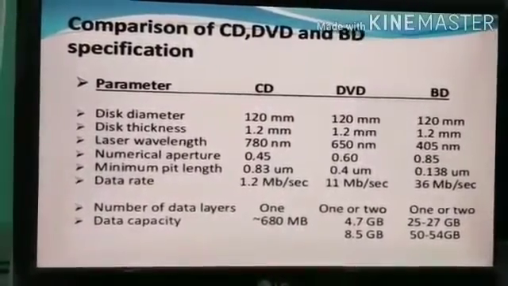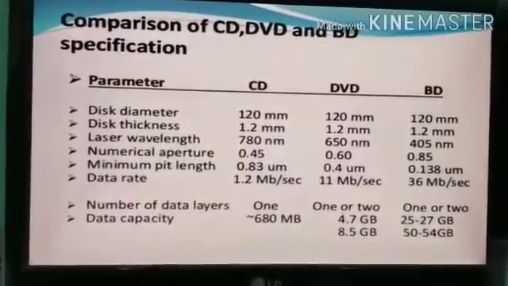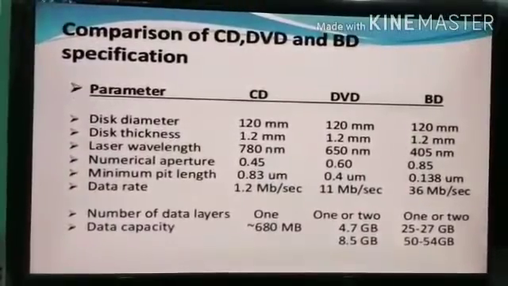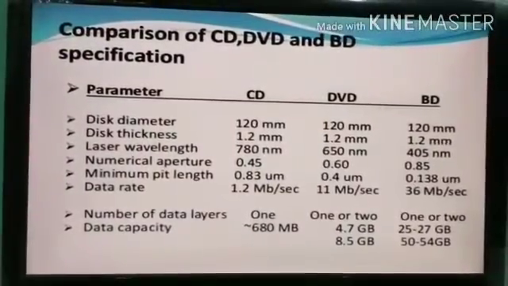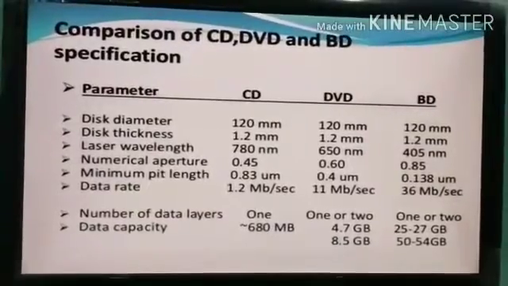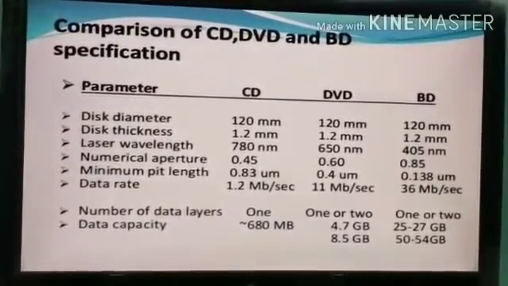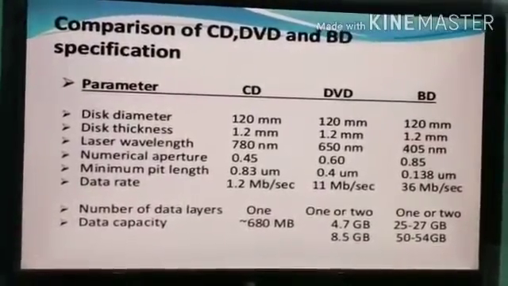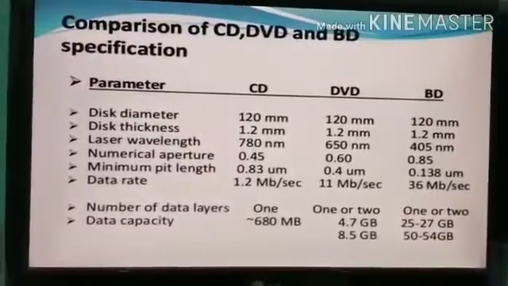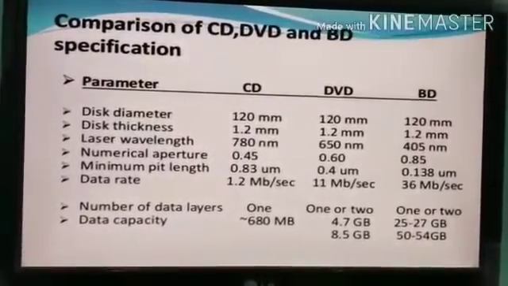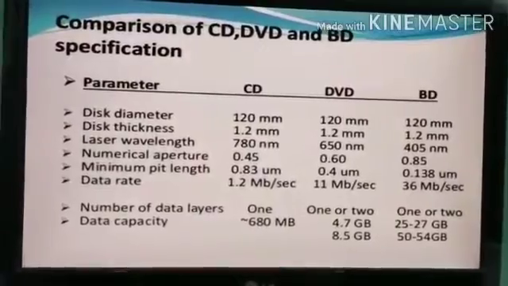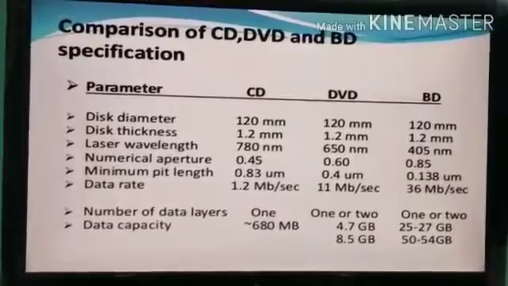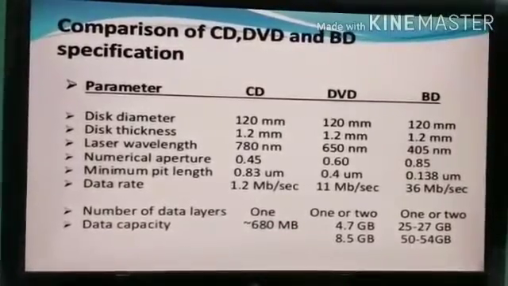but in the wavelength you can see the difference, in the aperture you can see the difference, the data rate is different. It means in CD we can store up to 700 MB of data, but in DVD we can store up to 8.5 GB of data, and in Blu-ray disc we can store 50 to 54 GB of data. It means that the storage capacity of Blu-ray disc is very much greater compared to the CD and DVD.